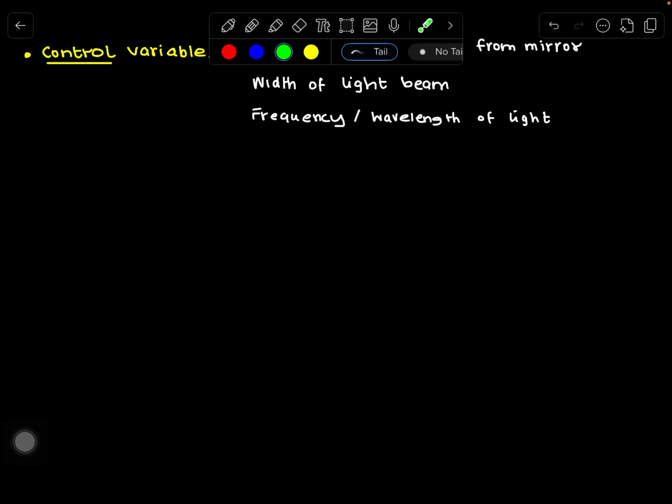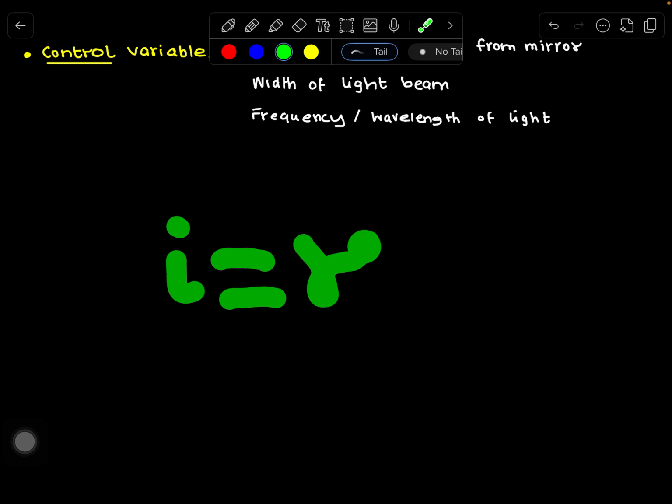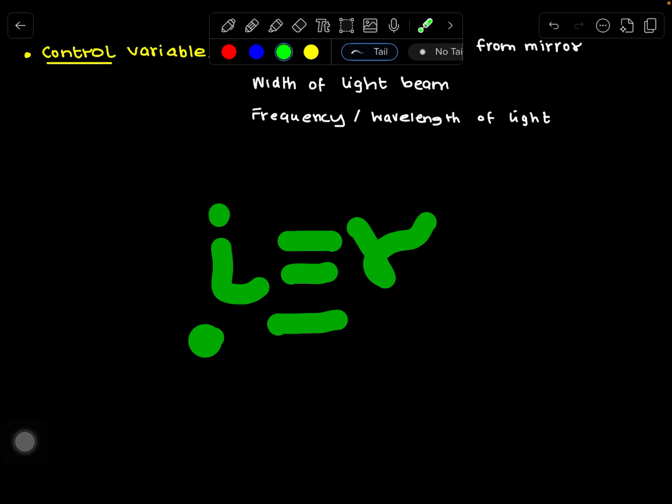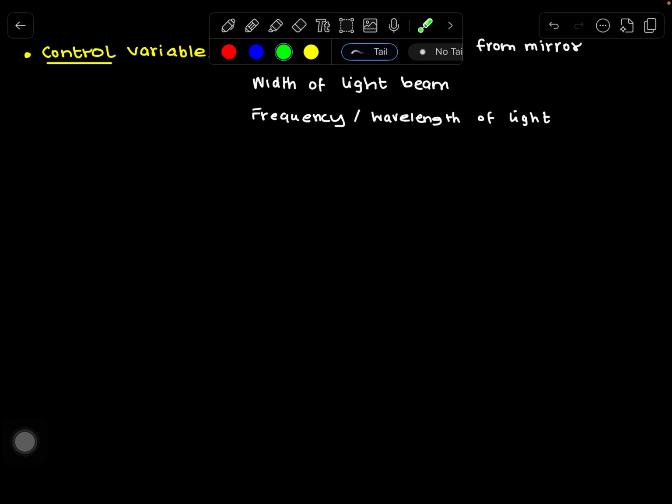So the analysis of the result will show that the angle of incidence is equal to the angle of reflection. And if the experiment is carried out correctly, then these angles should be the same, okay, or at least very close to each other. And that confirms the law of reflection. Okay, that was the methodology.